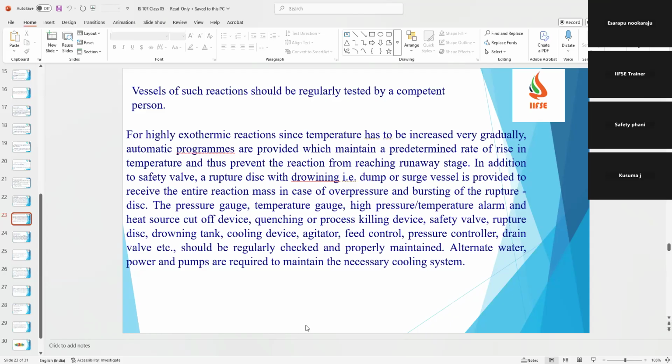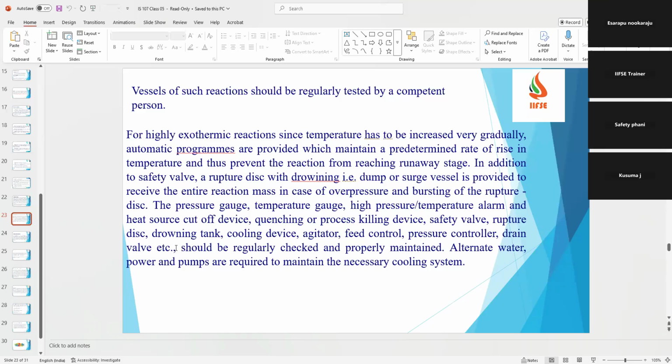And the pressure gauge, temperature gauge, high pressure temperature alarm, and also heat source cutoff devices, quenching or process killing devices, safety valve, rupture disc, drowning tanks, cooling device, agitator, feed controls, process controller, drain valve, etc. should be regularly checked and properly maintained. Alternate water, power, and also pumps are required to maintain necessary cooling systems.